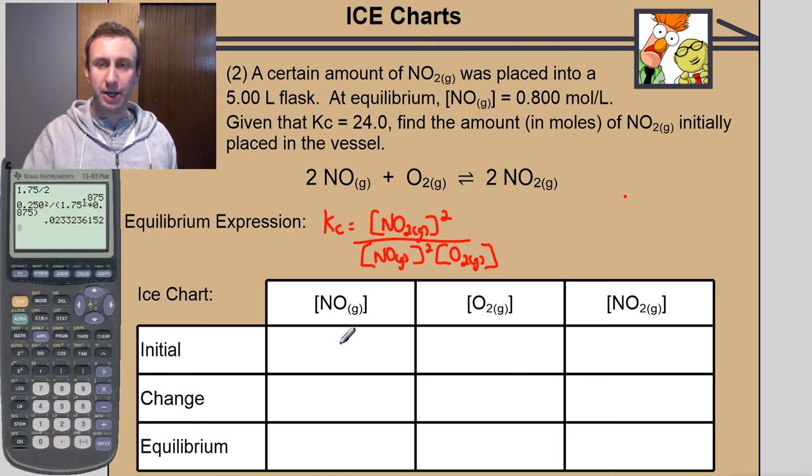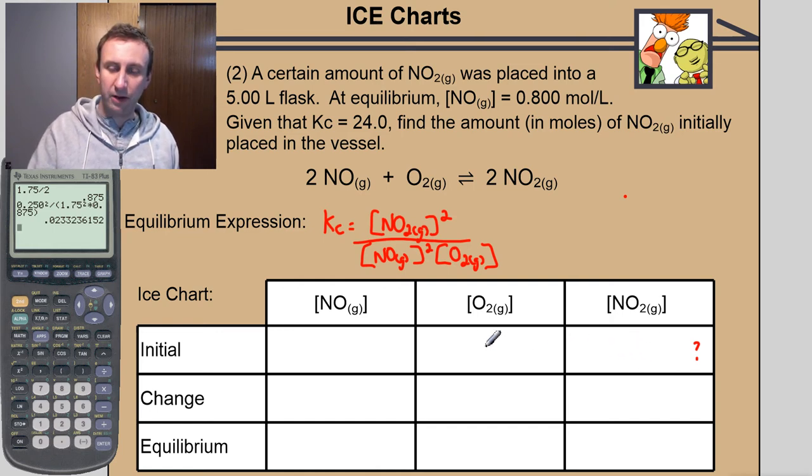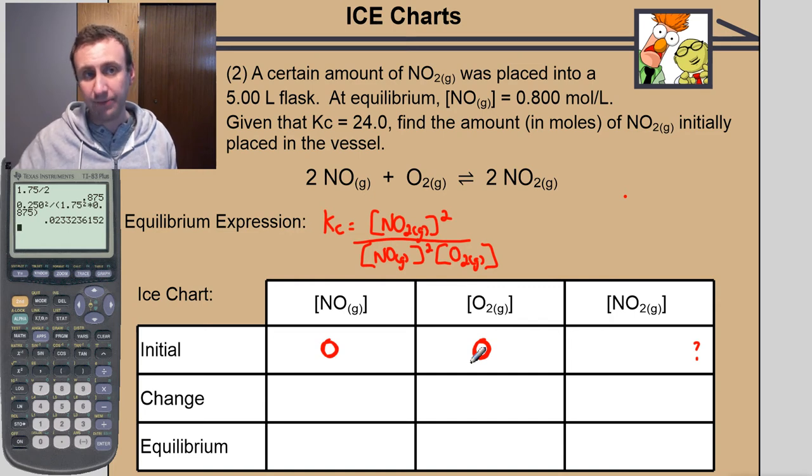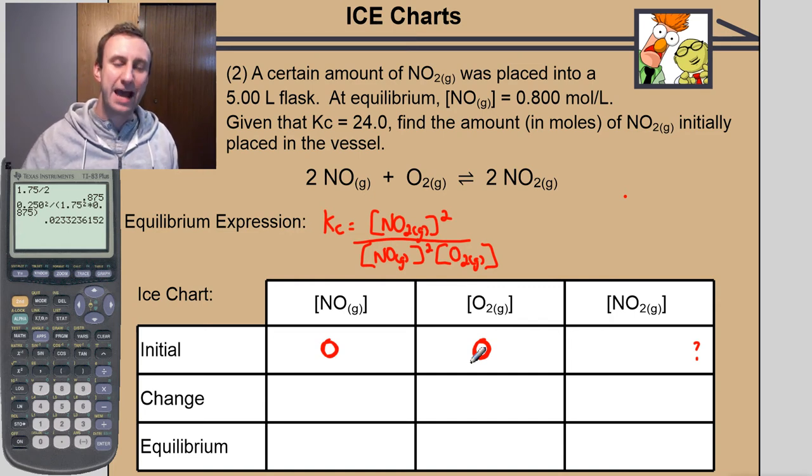So, a certain amount of NO2 gas was placed into a 5-liter flask. I don't know what that is. I'm just going to put a little question mark there for right now just to keep track of the fact that that's what I don't know. Now, something I do know is if I put in NO2, I can assume that O2 and NO I had none of, right? Whenever there's an absence of information for initial, and it says you put in this thing, then I can assume that I didn't have the other thing. So I have no NO and I have no O2 to begin with.